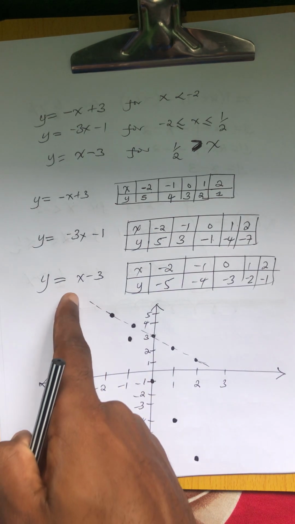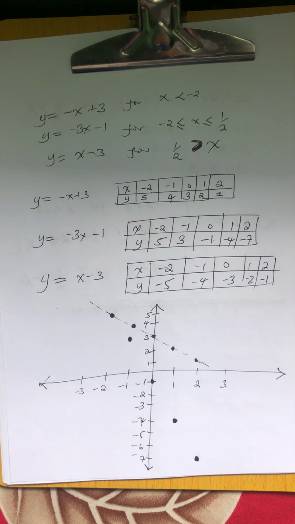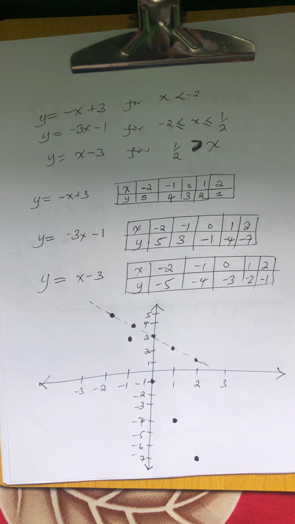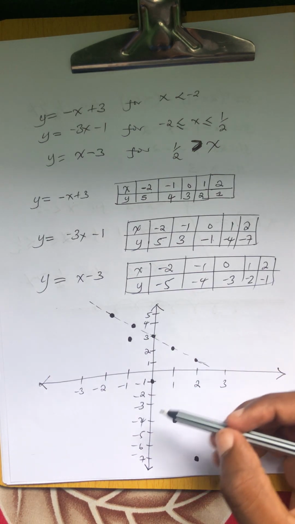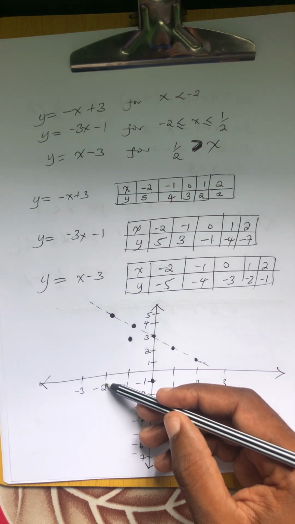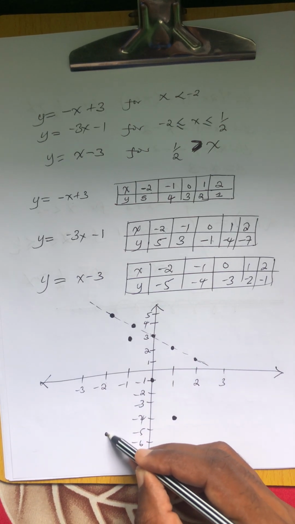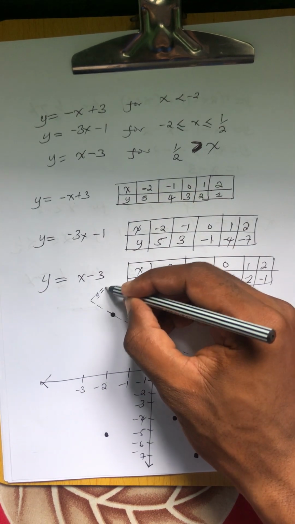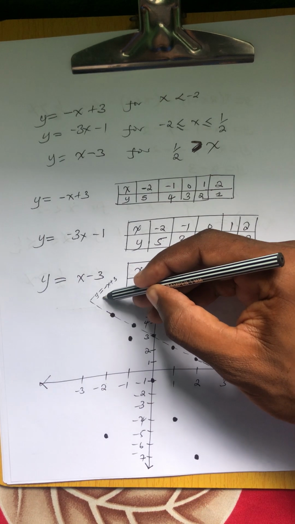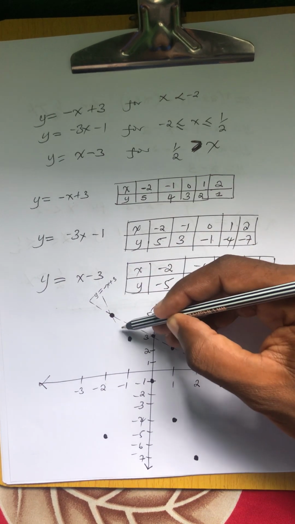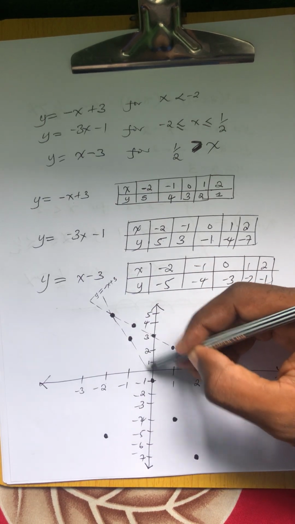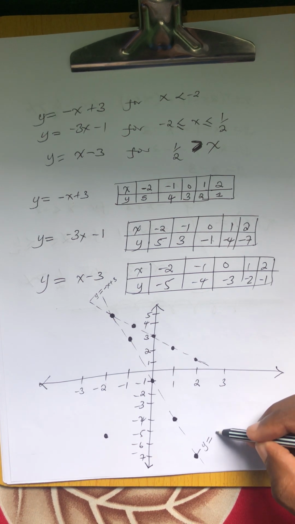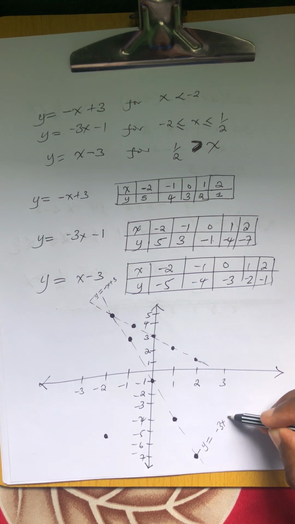We go to the third equation. So we have negative 2, negative 5. So negative 2, negative 5, it's somewhere here. Okay. So this is for y is equal to negative x plus 3. Then since we are done with this one, this one is for y is equal to negative 3x minus 1.